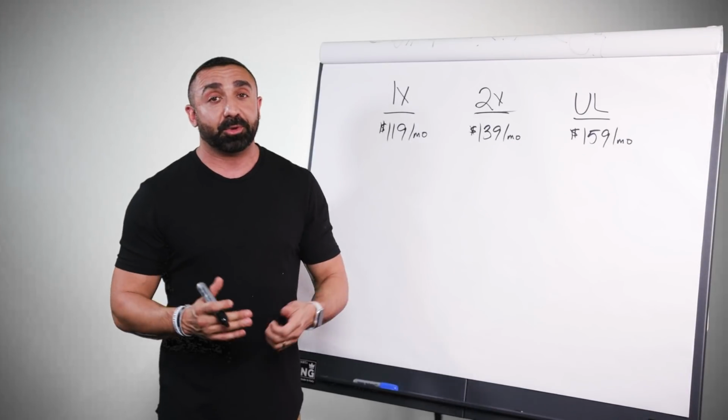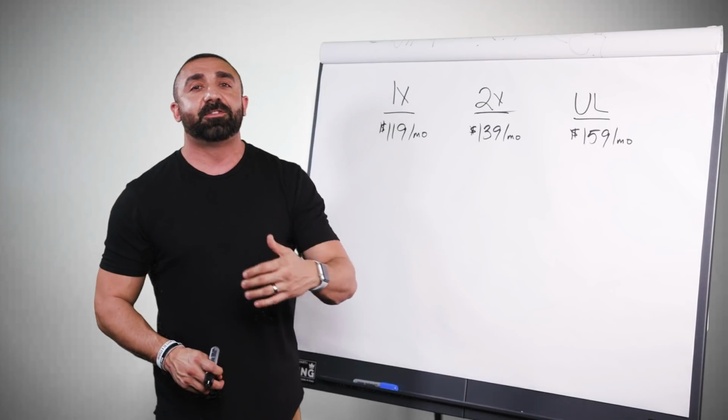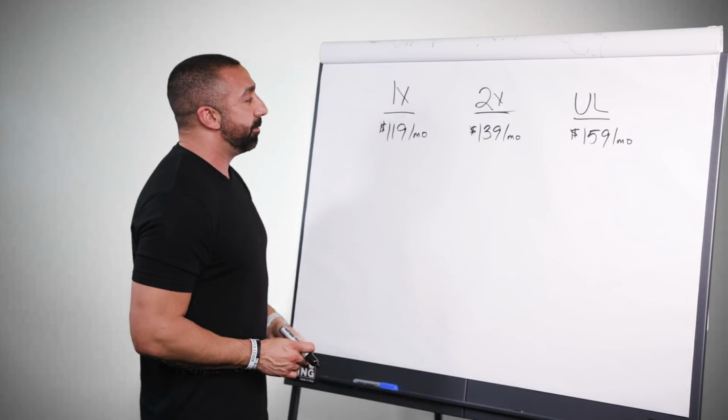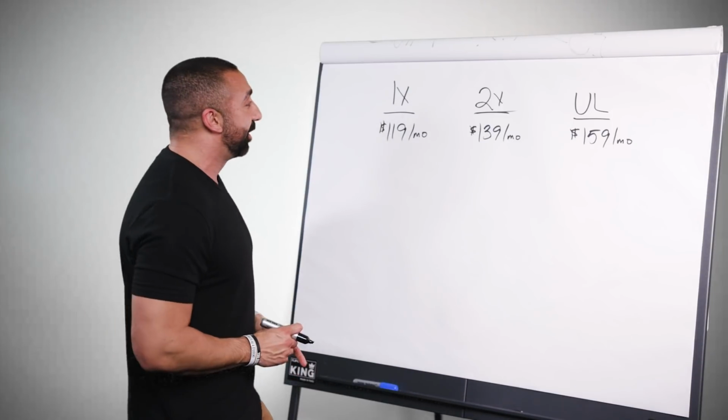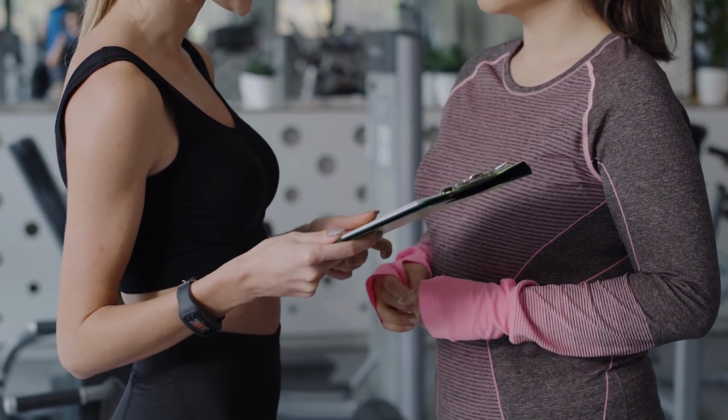And the number one reason people don't buy is because of lack of certainty. So if we want to avoid that, then we need to make sure we do everything we can to create certainty, not a lack of it. So with this, everything kind of makes sense. You're gonna have Jane who's sitting down looking at this going, man, I don't know, am I gonna come in 2 times a week? Am I gonna do more than 2 times a week?